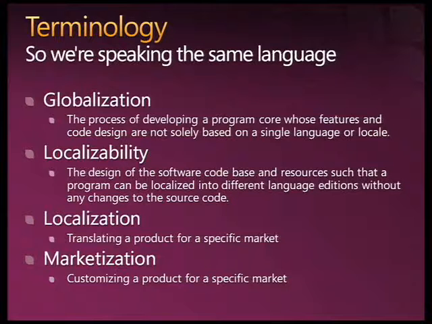There are a few terms that are important to know when we talk about world-ready software. Globalization is tossed around a lot, and basically globalization is primarily in the domain of the development team. It's the process of writing a programmatic core of software where the design is not solely based on a single language or culture, so that it can change cultural iconography, different date formats, things like that, and sort orders in the application without having to change the code base.